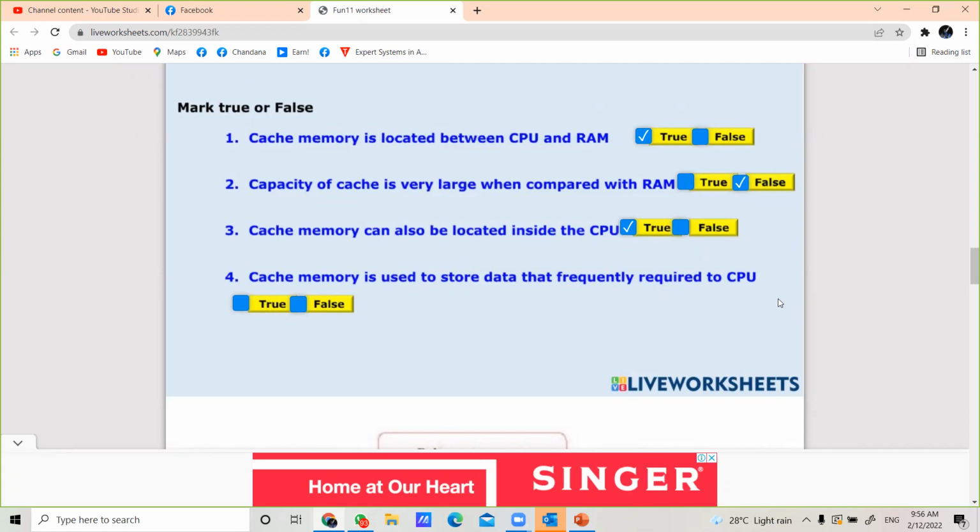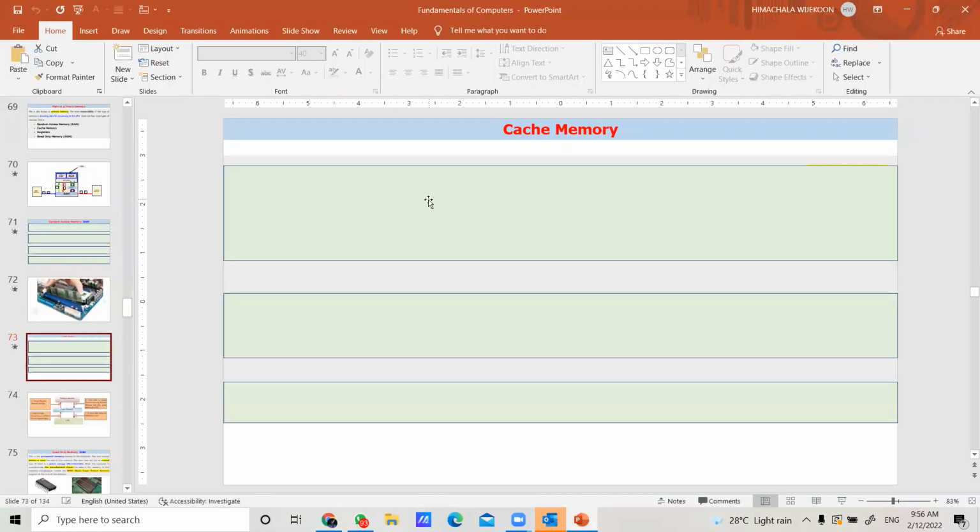Fourth one: cache memory is used to store data that is frequently required by the CPU. Yes, that's also correct. We use cache memory to store the frequently required data for the CPU. In that way, we can identify the correct statements here. Right. Here we are discussing the primary memory. Already we finished RAM, random access memory. Then the second one, cache memory. Right. Then we'll see the next one.